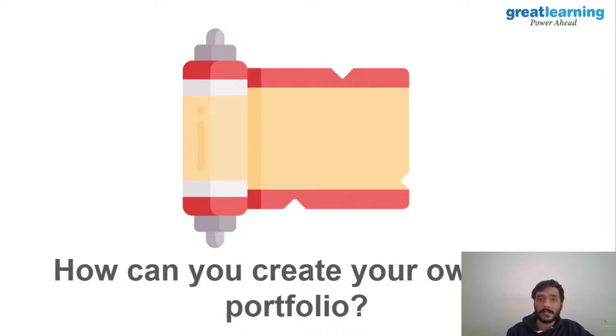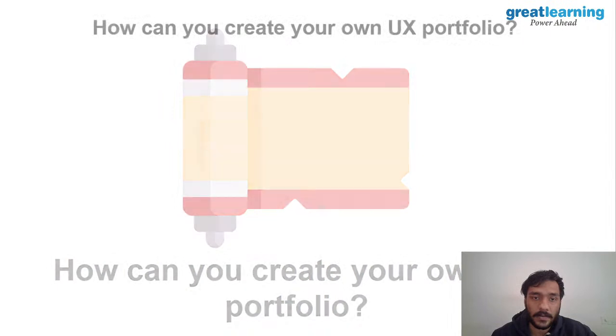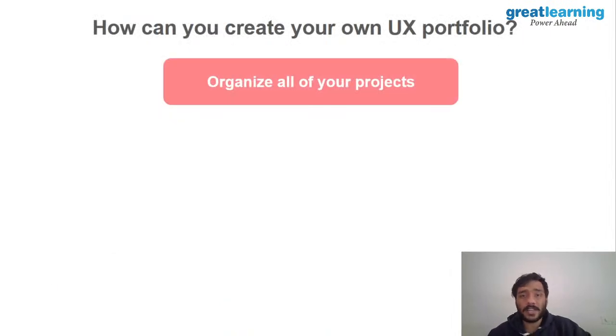So there are a few steps. Let me list those steps down. So first, you need to organize all your projects. If you've not done any projects in the past, I would highly recommend doing a lot of projects. At least do 4 projects, right? So if you're a fresher and you're completely new to this, guys, do at least 4 projects, okay?